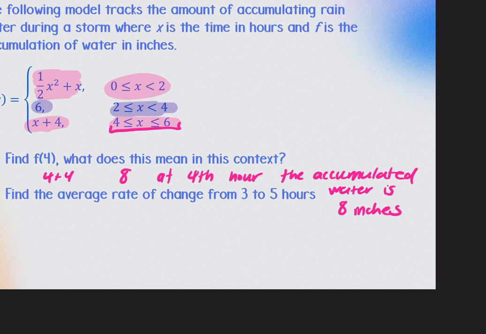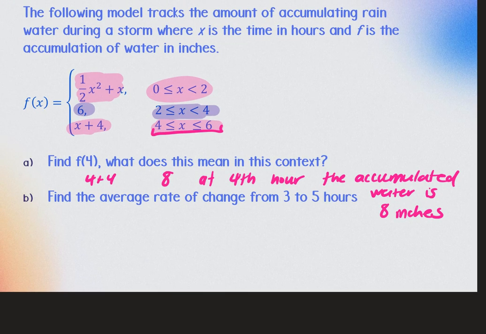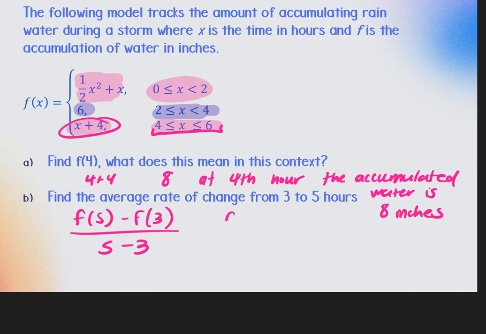All right, then B says find the average rate of change from 3 to 5 hours. So we're going to find f of 5 minus f of 3 over 5 minus 3. So for 5, which one do I use? Top, middle, bottom? Bottom, because 5's in between 4 and 6. So f of 5 would be 5 plus 4, which is 9.